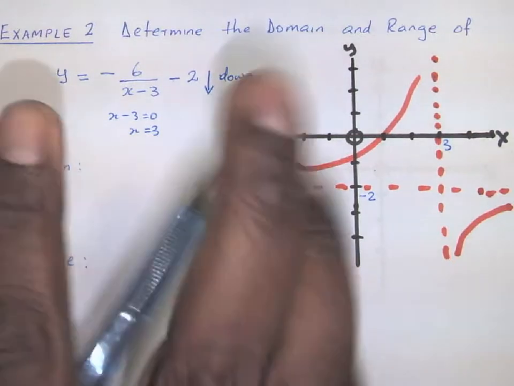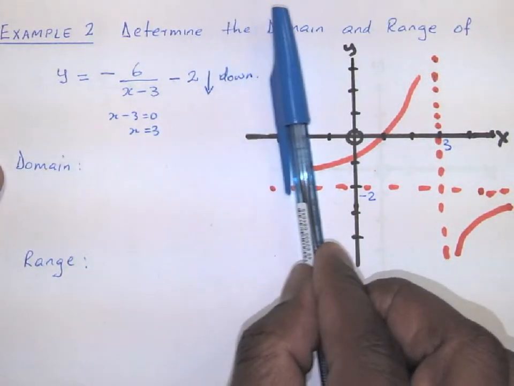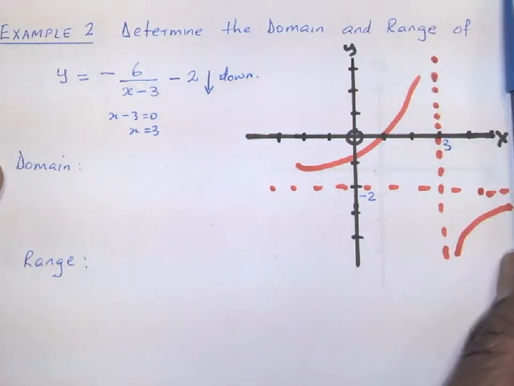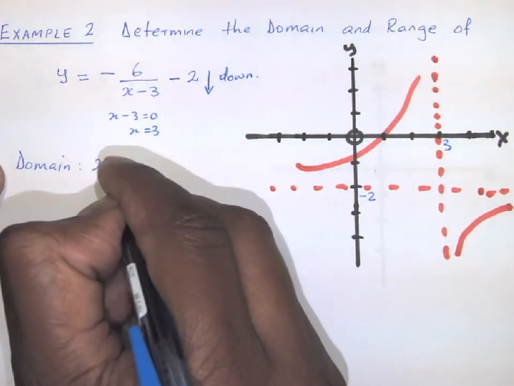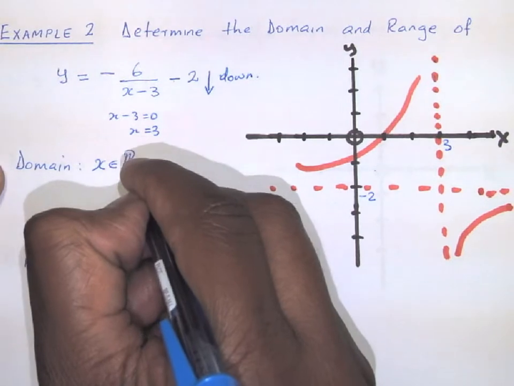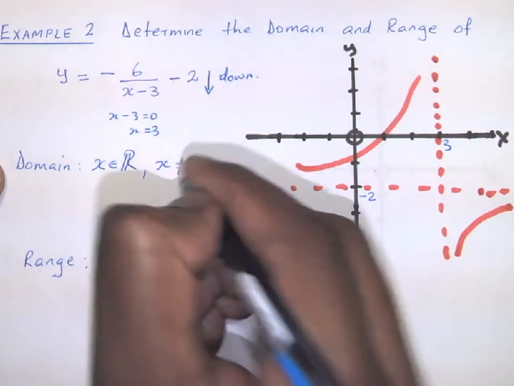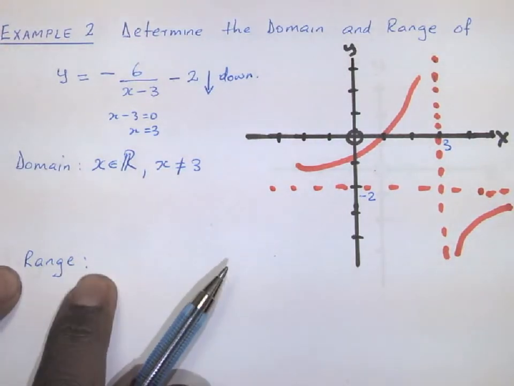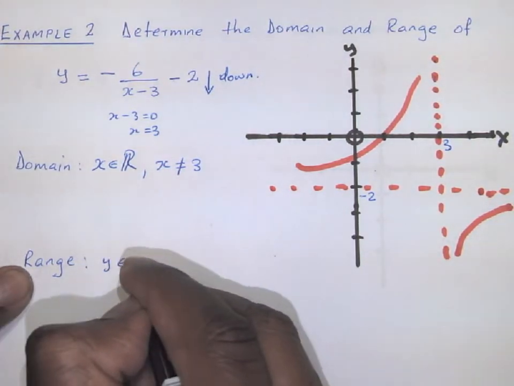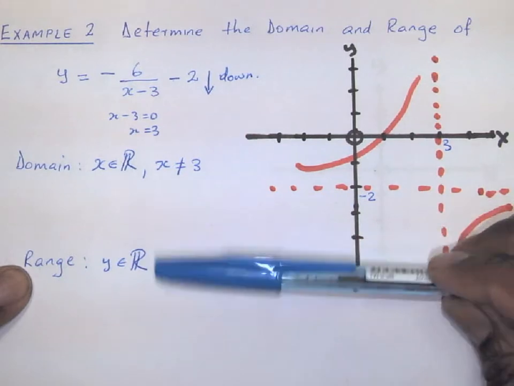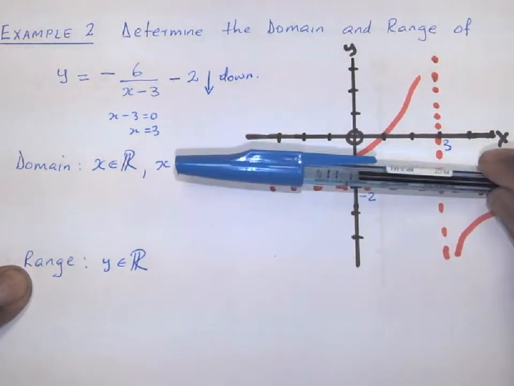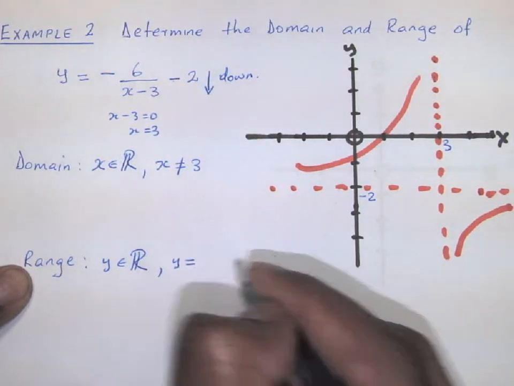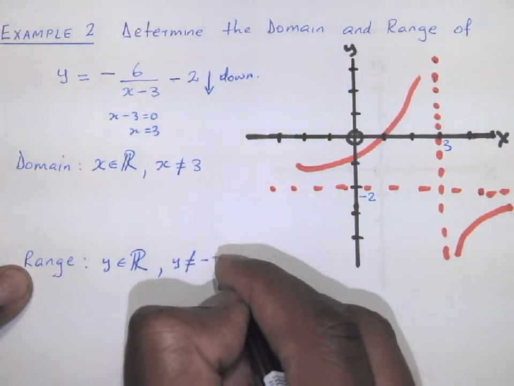So the domain are the x values. The graph can go all the way to the right except when it hits 3. The graph can't cut there and then continues. So the domain is x an element of real numbers, all numbers, but x cannot be equal to 3. Similarly, the range, the y values, is y is an element of real numbers because it can take all numbers except at minus 2. So y cannot be equal to minus 2.